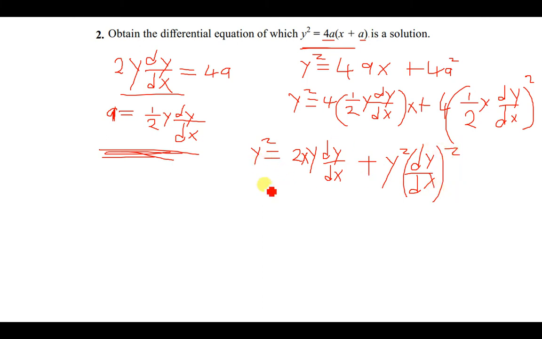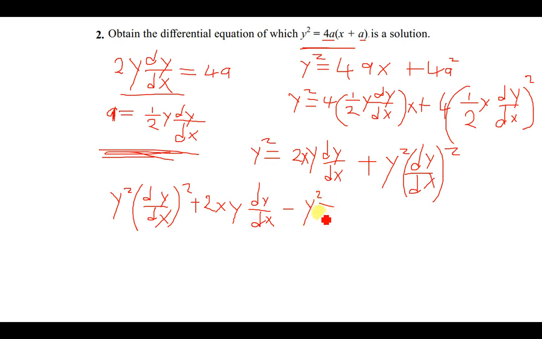So you take this y squared to the other side of the equal sign for you to just leave it in the format of a differential equation. So you're going to have y squared (dy/dx) squared, and then you have plus 2xy dy/dx, and then minus y squared is equal to 0. So this is how simple these questions are. This is how you solve such a differential equation.